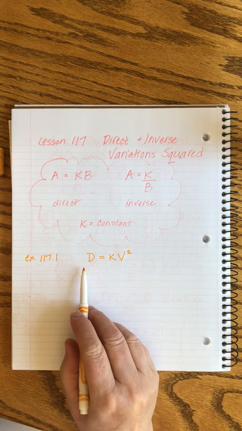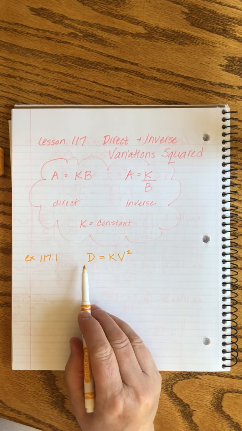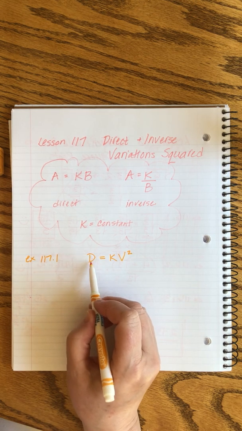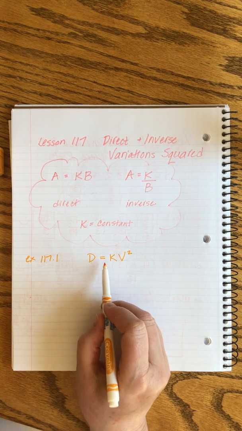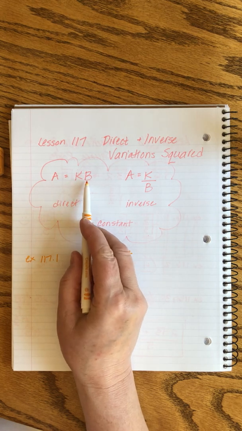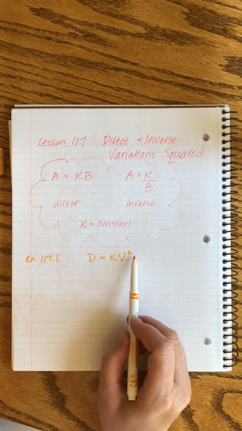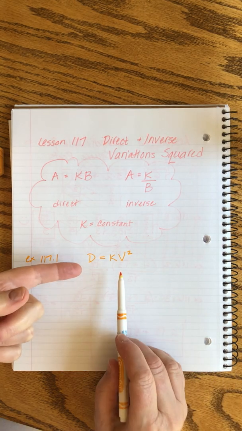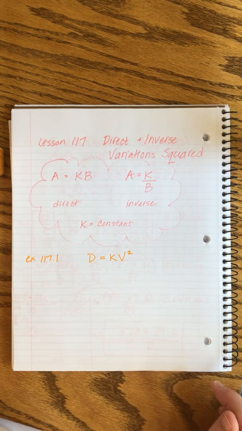Let me read it one more time so you can see how the words match what we wrote. The distance required for an automobile to stop, all those words are represented by D, is directly proportional, so we use this form, to the square of its velocity. It's just a number sentence.